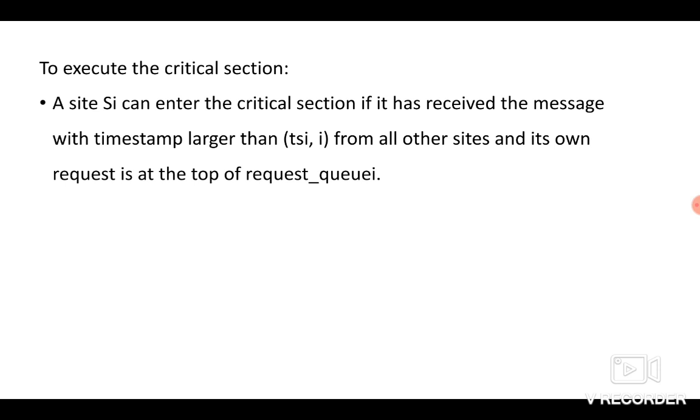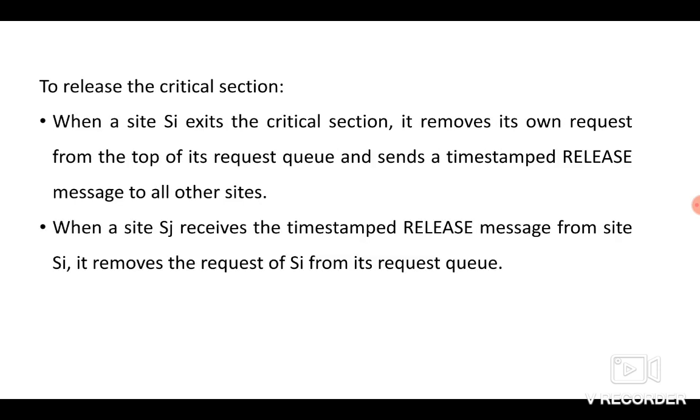The second step is executing the critical section. For this, we have to satisfy two conditions. For example, if SI is the initiator, it has to satisfy two conditions. The first one is its timestamp should be minimum when compared with all the other reply messages' timestamps, that is, it has received messages with timestamp larger than its timestamp from all the other sites. And one more condition is its request should be at the top of the request queue.